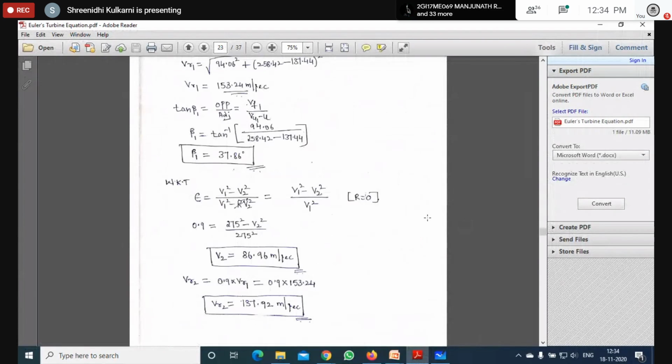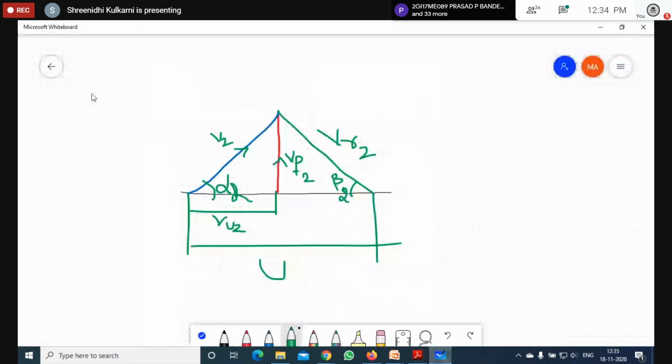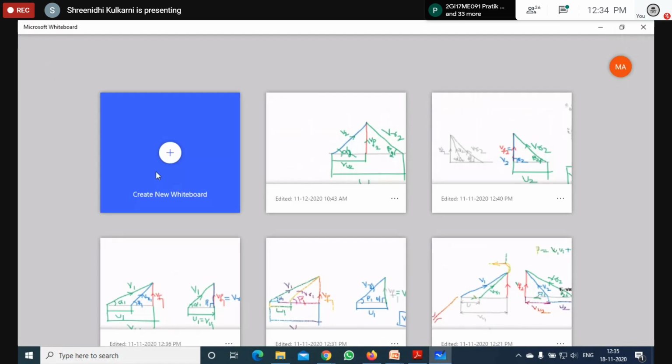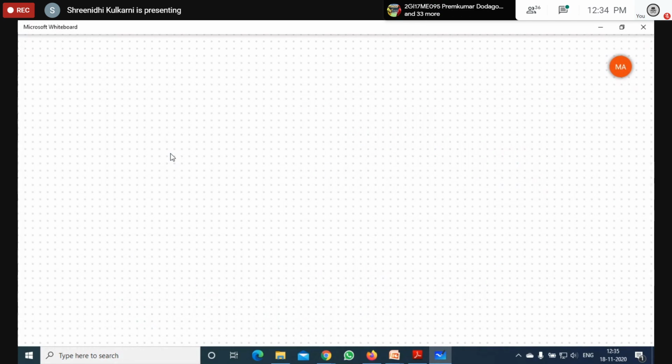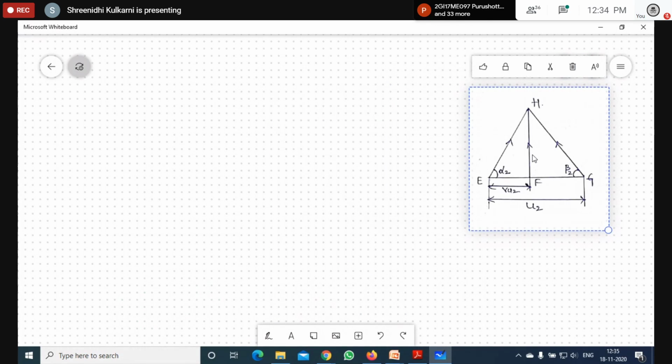I'll come for here. So if we're going to use the velocity triangles, by using this, so here VF, we can apply the Pythagoras rule for this velocity triangle.